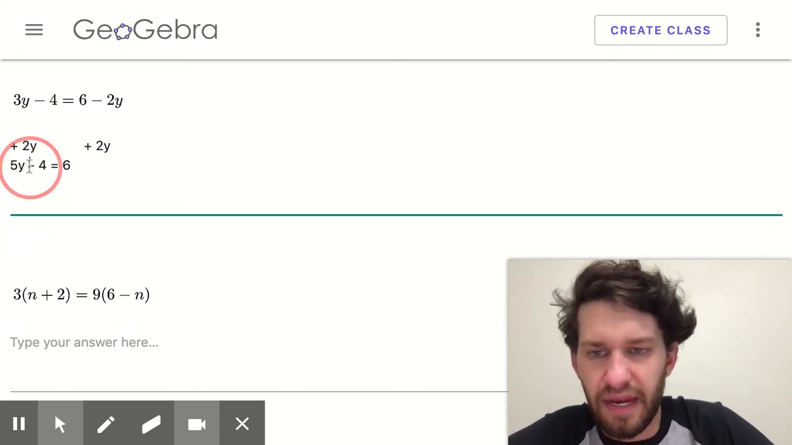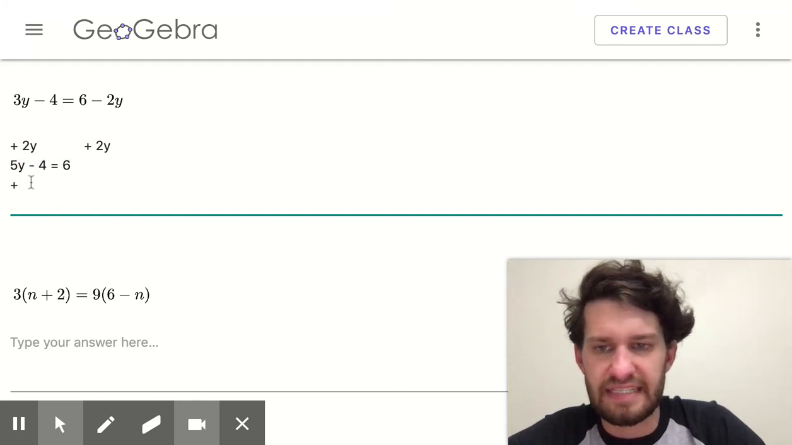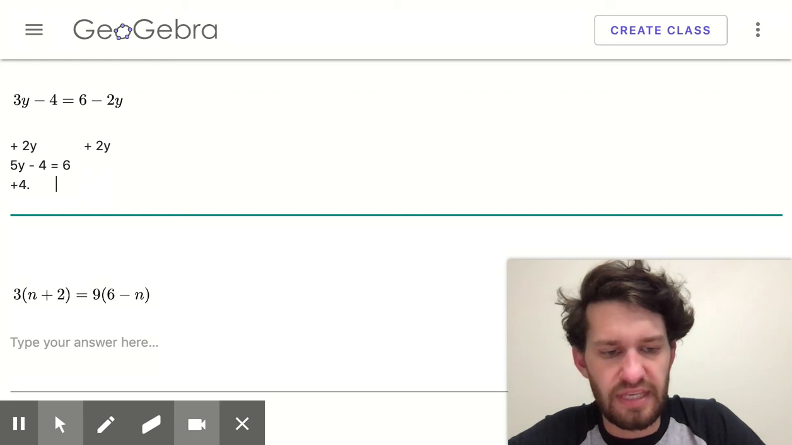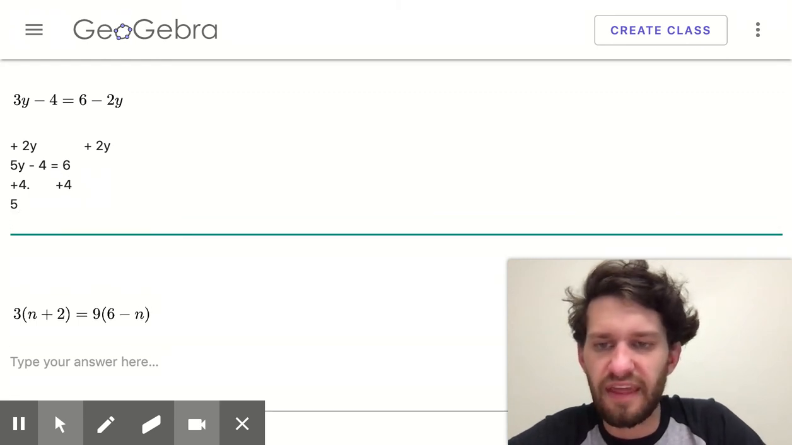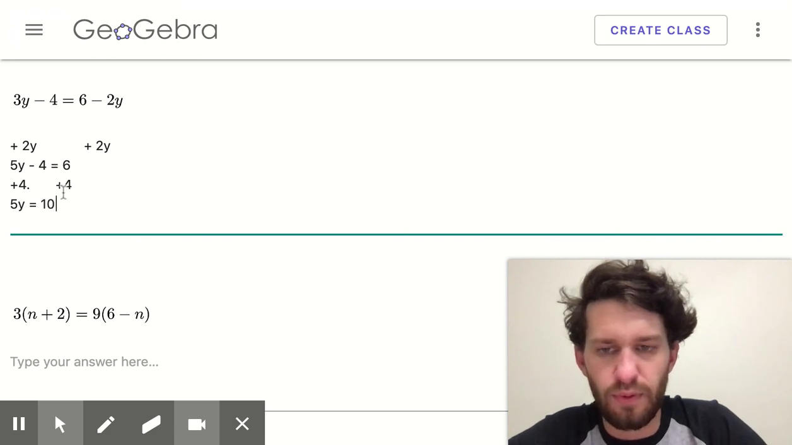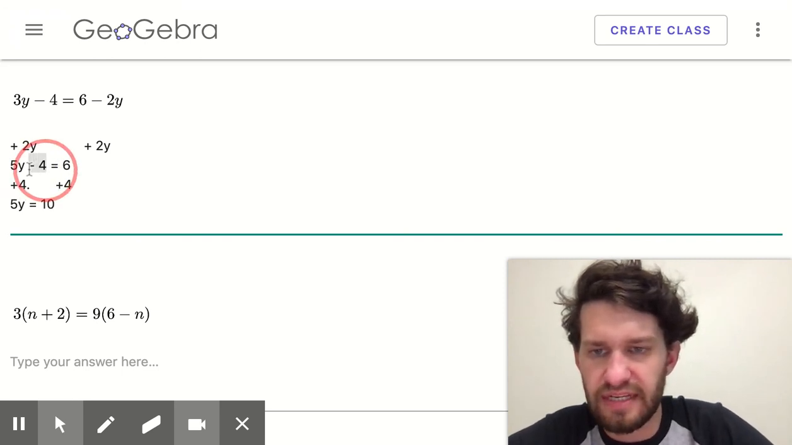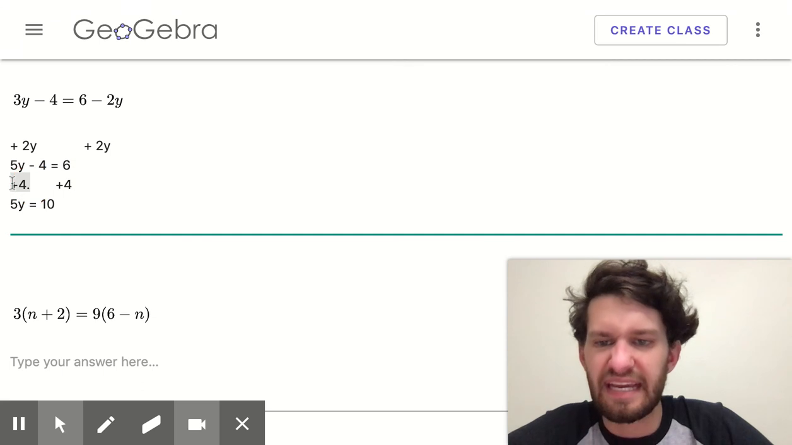My next step, I got to move my 1's over. So if I have negative 4, I need to add 4 to both sides. That'll leave me with 5y equals 6 plus 4 is 10. On the left side of my equation, negative 4 plus 4 cancels out. That leaves me with just the 5y.